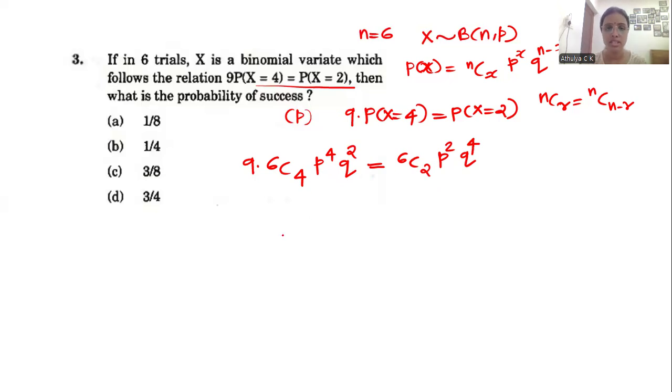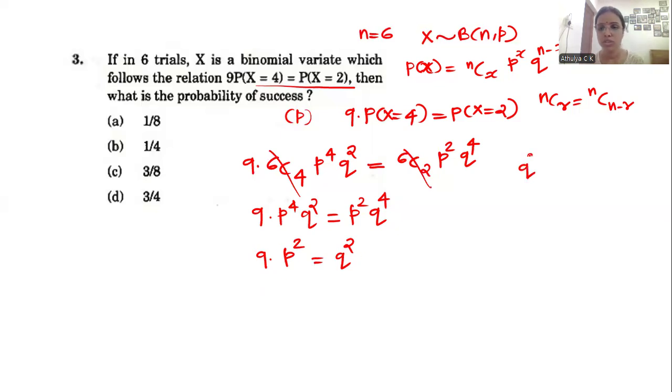So we can cancel these two, that is 6C4 and 6C2. Then what will be remaining? 9 into p to the power 4, q to the power 2 is equal to p to the power 2 into q to the power 4, right? Here p square is there, p raised to 4 is there, so we can cancel that. On the left side, only p square will be remaining. Here q square is there, q to the power 4 is there, so on the right hand side, only q square will be remaining. So we got the relation as 9p square is equal to q square.